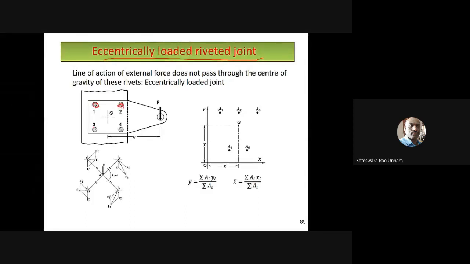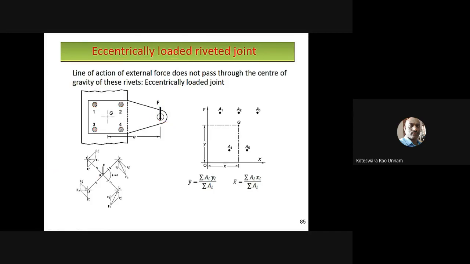So that is nothing but the design of this eccentrically loaded riveted joint. So now to design the diameter of these rivets, the first thing we should know is what is the effect of this eccentric load on these rivets. That means what kind of loads it is going to create on these rivets. Based on that only I can design the diameter of the rivets.